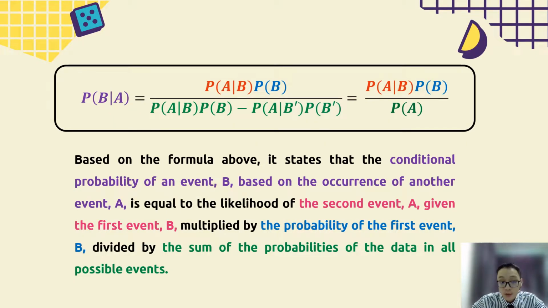Now, I will explain Bayes' formula. Based on the formula above, it states that the conditional probability of an event B based on the occurrence of another event A is equal to the likelihood of the second event A given the first event B multiplied by the probability of the first event B divided by the sum of the probabilities of the data in all possible events. I also want to emphasize that the sum of the probability of the data in all possible events, which is the bottom part, is also equal to the probability of A. So now I will pass to Chang to talk about the applications of Bayes' theorem.